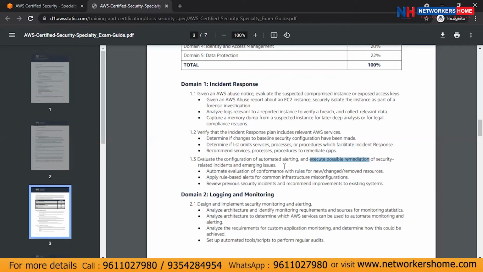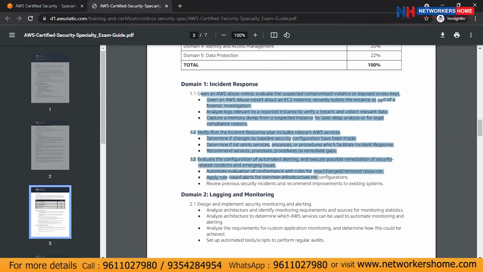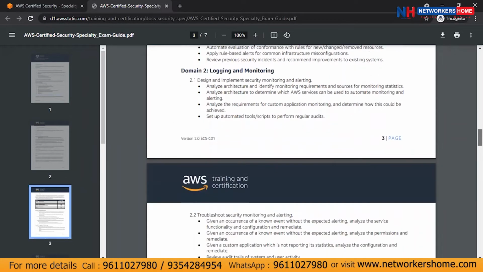So it's about, oh yes, like your account got hacked. Okay, means say there is some instance behaving abnormally. Maybe you did it or somebody did. In that case, what to do? What kind of alerts can you configure? What kind of remediation steps can you take? Okay, those kinds of things. It's all about strategies. Then coming to domain 2, it's about completely logging and monitoring.